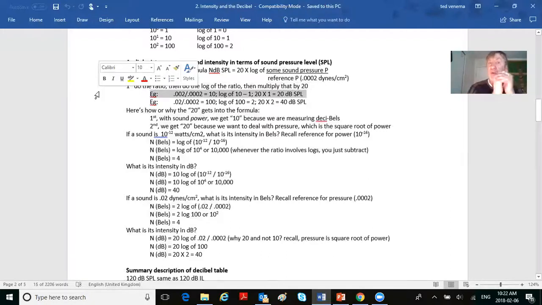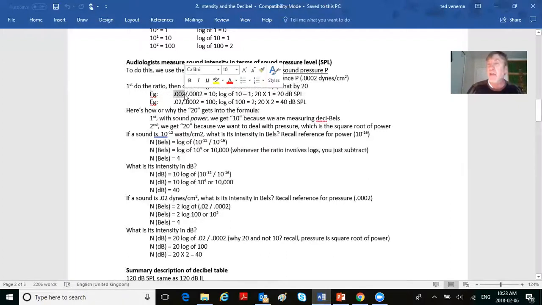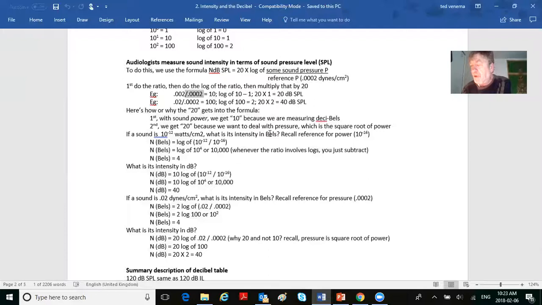So here's an example. There's two examples. Let's say your pressure was 0.002 dynes per centimeter squared, right where I'm highlighting. Let's say that was your pressure. Here's the ground. So 0.002 divided by 0.0002. Get your calculator out. What is that? 0.002 divided by 0.0002. And what does that equal? 10.